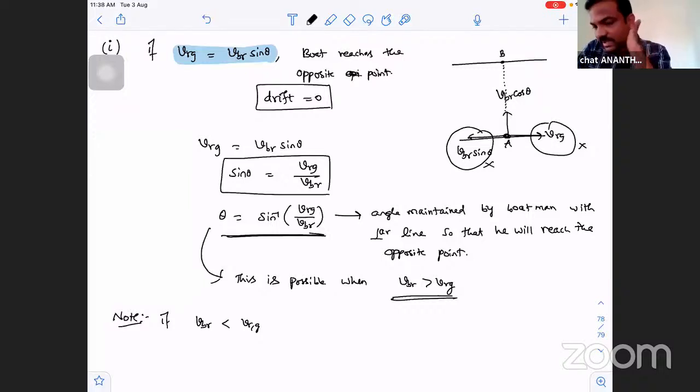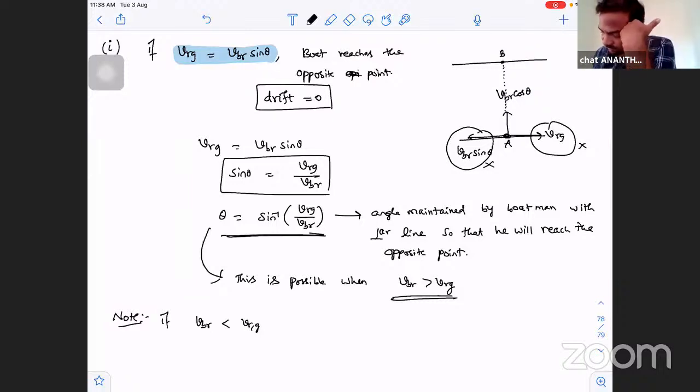I mean, VRG will be less than VBR. Our boat velocity should be more than river velocity. Okay, so when boat velocity is less than river velocity, at any circumstances, boat has to move along the river only. Because river velocity is greater, the river will push the boat more. Then the boat will go along the river.